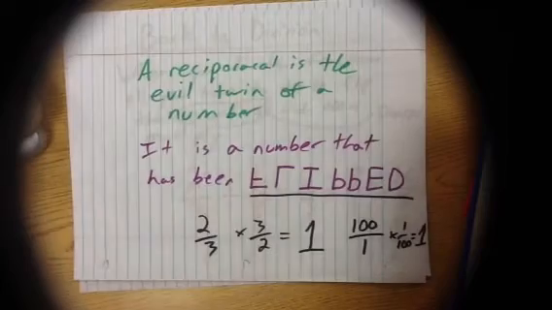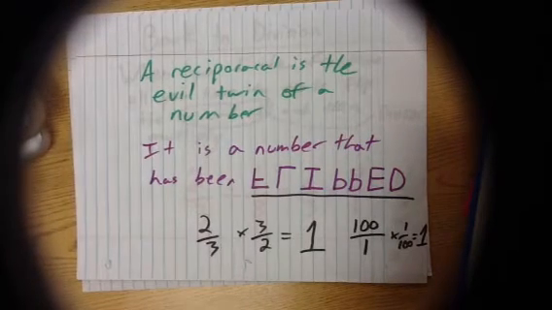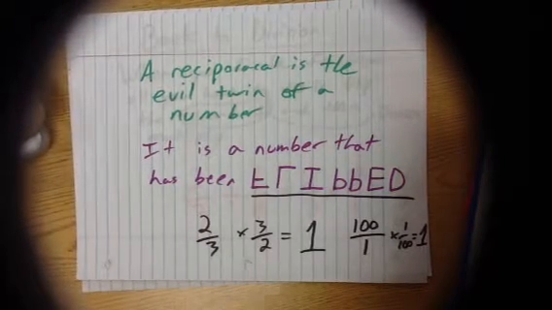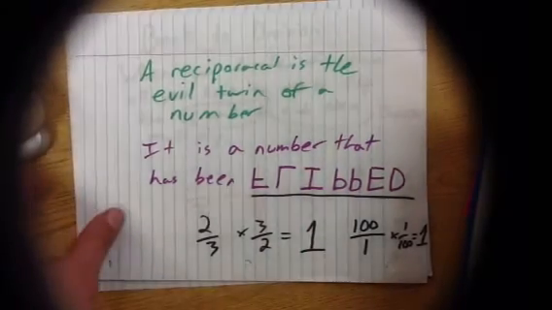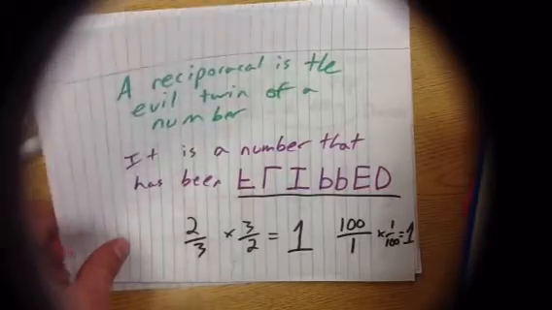Reciprocal is the evil twin of a number. It is a number that has been flipped, flipped backwards by the way, or upside down. 2/3 times 3/2 equals 1. 100/1 times 1/100 equals 1.